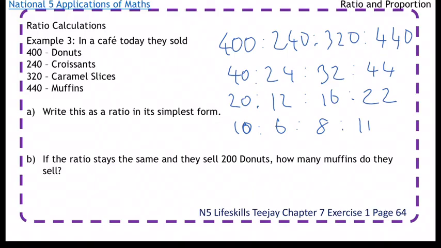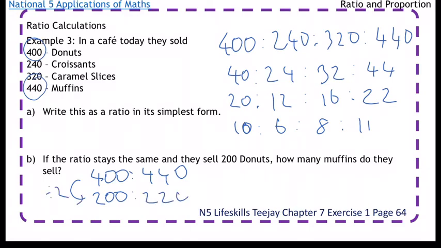So it says if the ratio stays the same and they sell 200 donuts, how many muffins do they sell? Well, if you look at already what we have, we've got 400 donuts. Okay, and that meant they sold 440 muffins. Now, if the ratio's staying the same, if you divide one side by something, you're going to have to divide the other by it. So to get to 200, I can divide that by 2. So just do the same with the muffins. So it's 220. So 220 muffins.